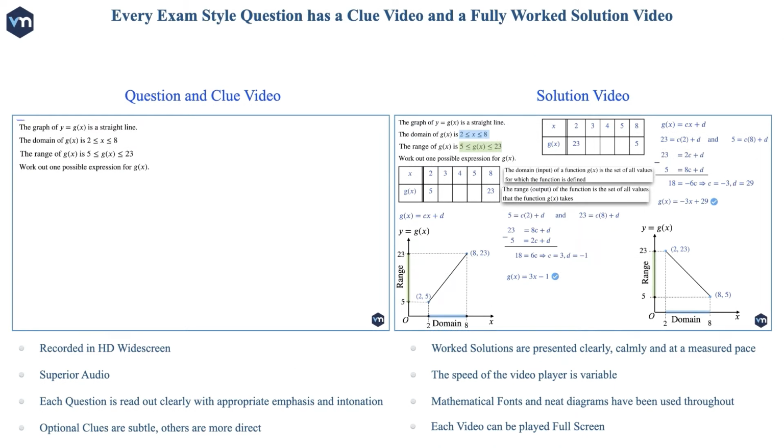The graph of y equals g of x is a straight line. The domain of g of x is 2 is less than or equal to x is less than or equal to 8. The range of g of x is 5 is less than or equal to g of x is less than or equal to 23. Work out one possible expression for g of x.